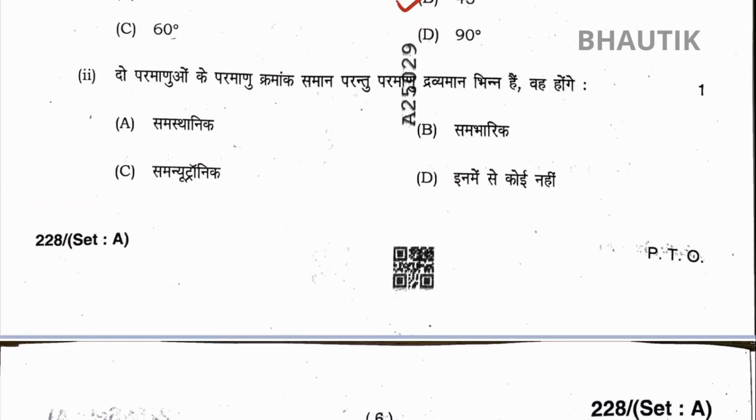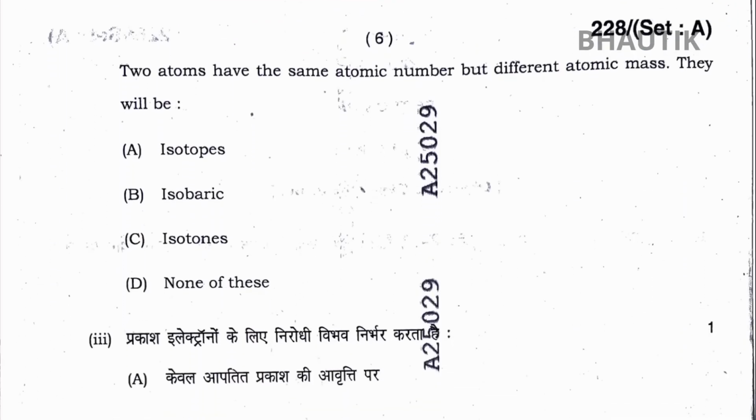Next question, question number 2, that is: two atoms have the same atomic number but different atomic masses. Same atomic number but masses are different, they will be isotopes.